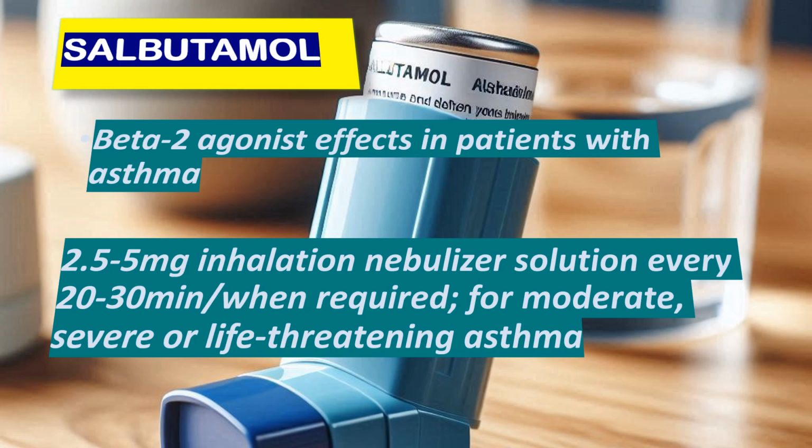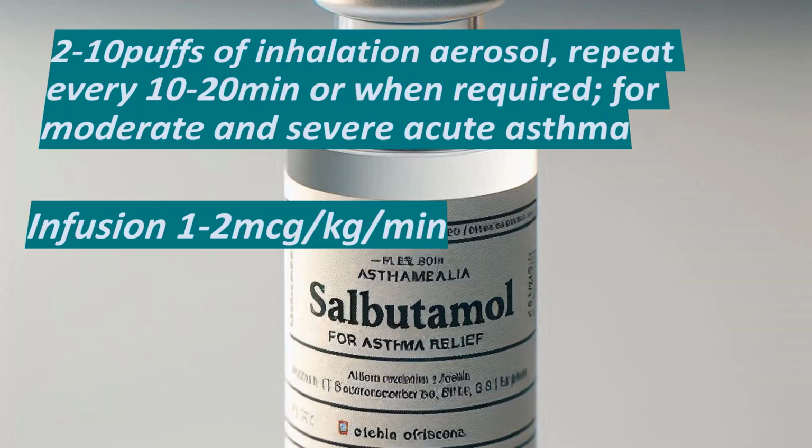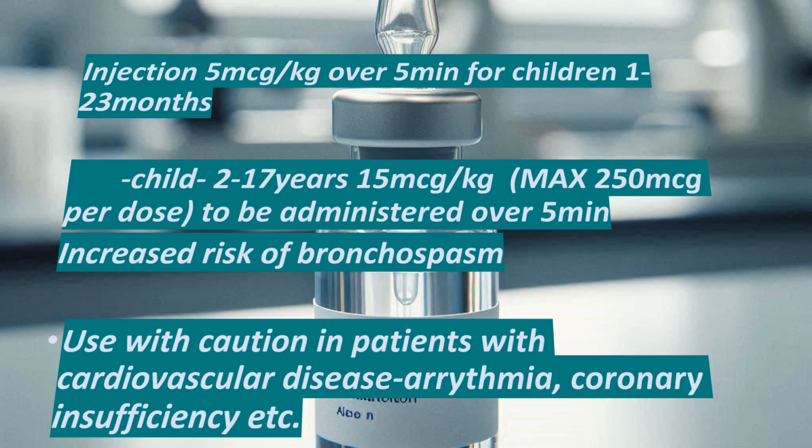It is used for moderate, severe, or life-threatening asthma. Another dose is 2 to 10 puffs of inhalation aerosol, which is repeated every 10 to 20 minutes or when necessary. It is used for moderate and severe acute asthma. And for salbutamol infusion, we use a dose of 1 to 2 micrograms per kg per minute. For salbutamol injection, we administer 5 micrograms per kg over 5 minutes for children between 1 to 23 months.